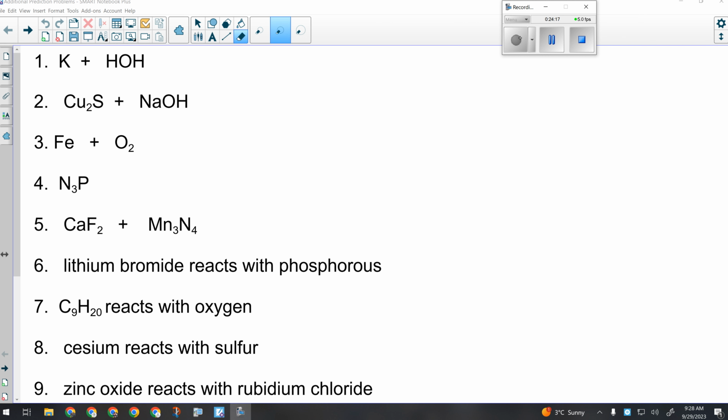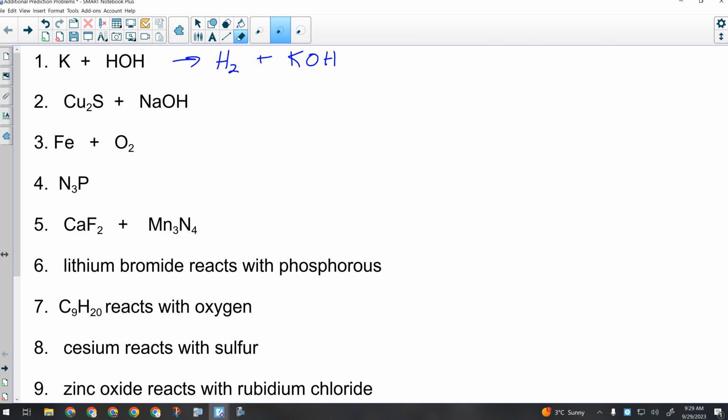All right, so for number 1, what kind of reaction are we looking at? Single replacement. We wrote water like it's an ionic compound. So hydrogen is going to end up by itself, and potassium is going to wind up with hydroxide. What do I need to remember about hydrogen when it's by itself? That it is special, right?